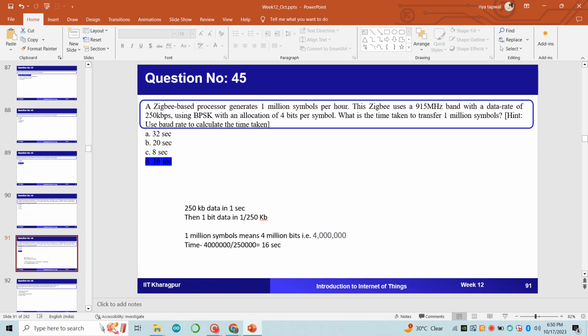So these kinds of questions, simple unitary method questions, probability based questions, just simple formulas where you have to add the data or add the time, you can get these kinds of questions in your exam.